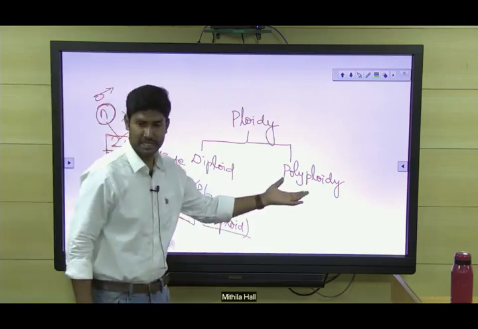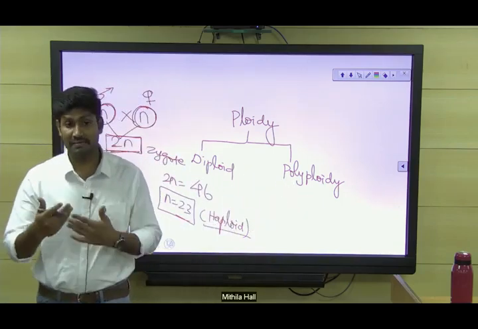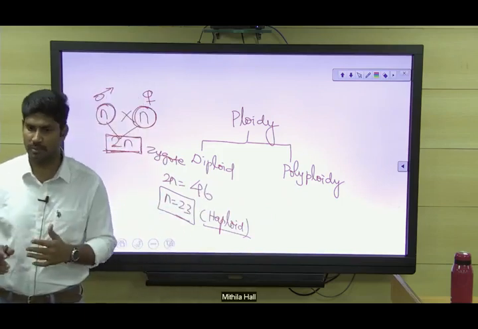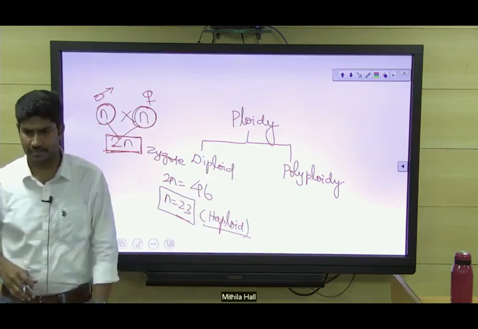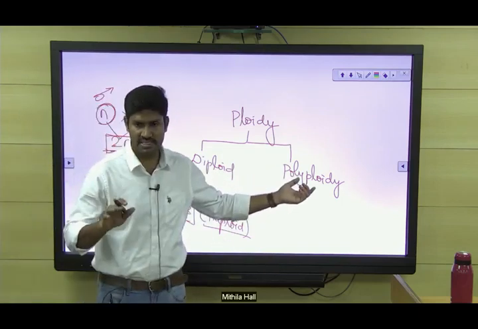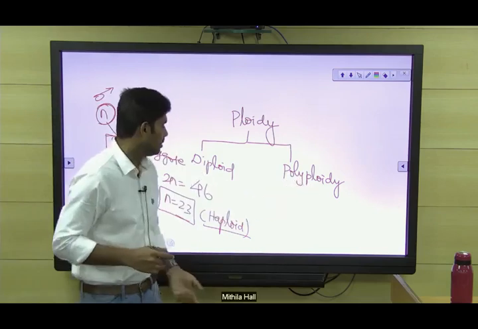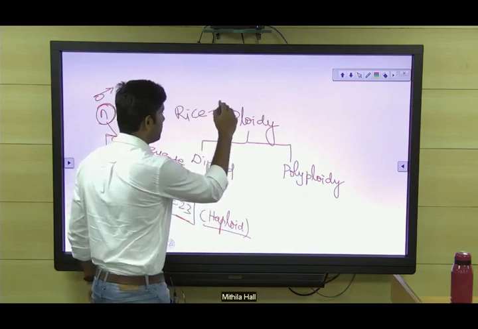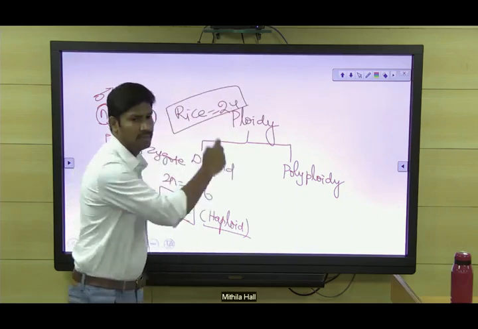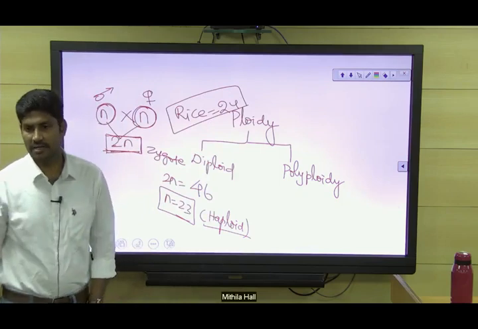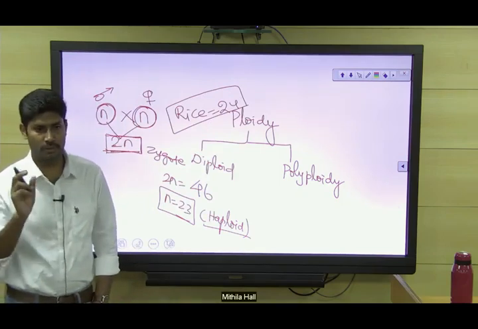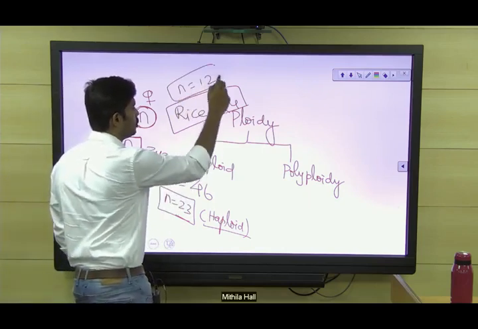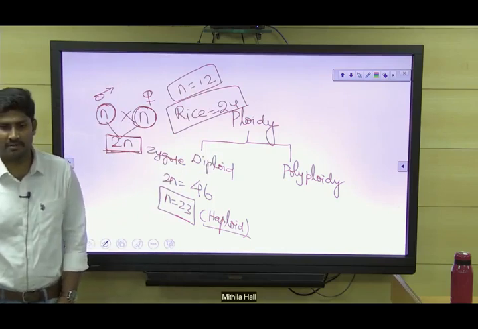In the case of polyploid individuals, they are deviations from the diploid condition. Usually diploid organisms are the normal individuals, human beings and mostly animals. The polyploid condition you can mostly see in plants, crop plants. And one more diploid example, rice, a very common example: 2N equals 24. Rice is a diploid crop plant. It contains two sets of chromosomes, 2N=24. That means what is the haploid number for rice? 12. That is the haploid number for rice.